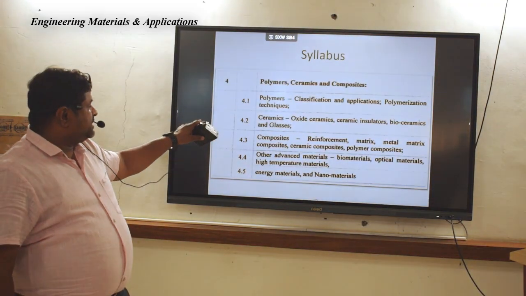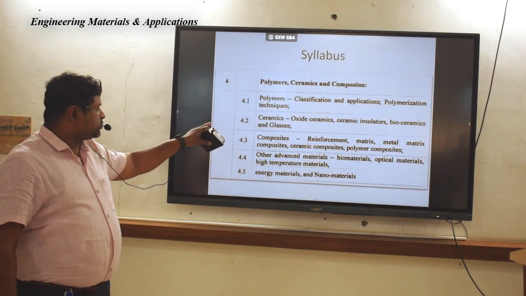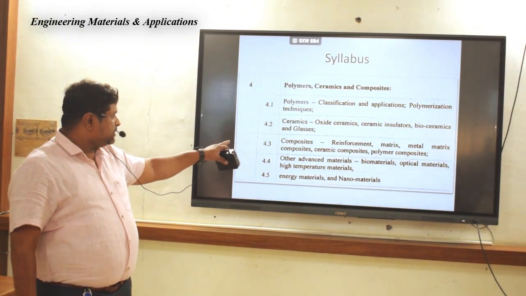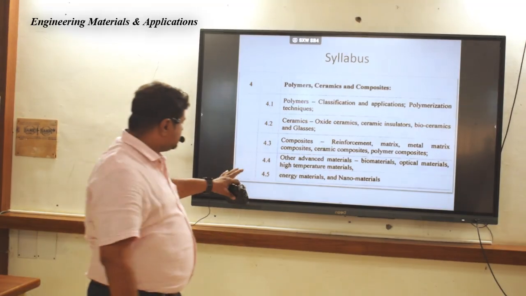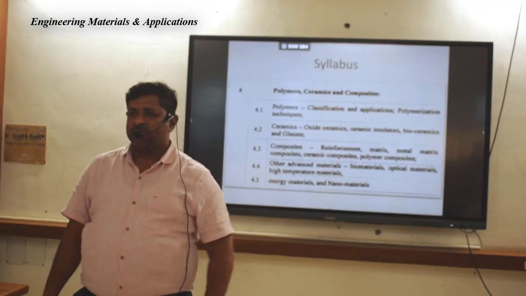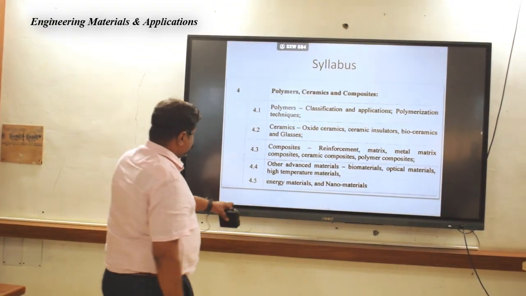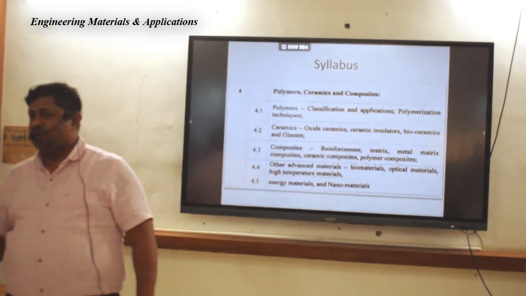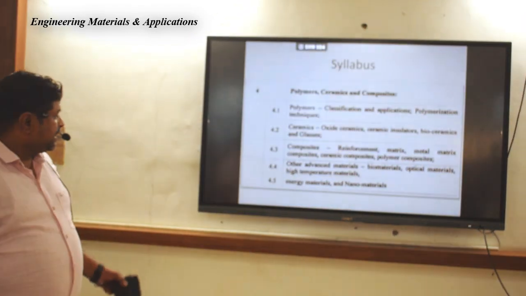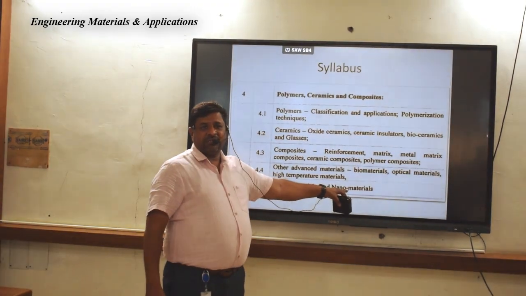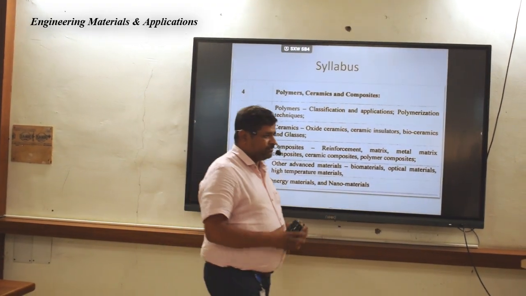Second way we will have ceramics, then different types like oxide ceramics, ceramic insulator, bioceramics and glasses. We are going to learn about that. Composites, other advanced materials, and some energy materials and some nanomaterials. That means what are the materials which are used in energy? Today we are facing a lot of problems about energy like LPG and all that. So what kind of materials we can use in that, and also after that we are going to have the nanomaterials which we are going to study.